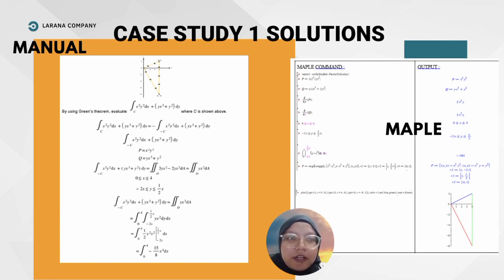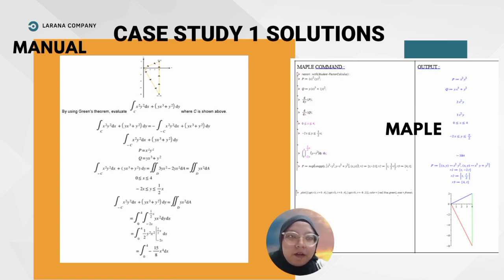Then we integrate again with respect to dx, and we get negative 15 over 8 x to the power of 4 dx. We integrate it at point 4 to 0, and then we get 3x to the power of 5 over 8. So the answer is negative 384. Next, we want to compare in the Maple software.